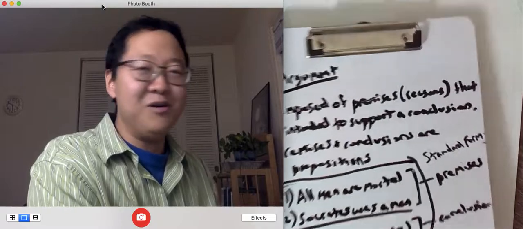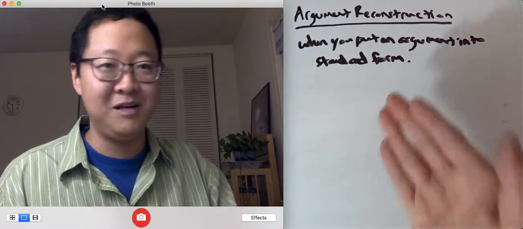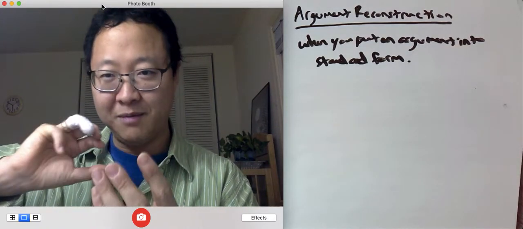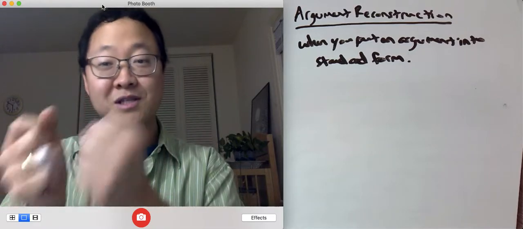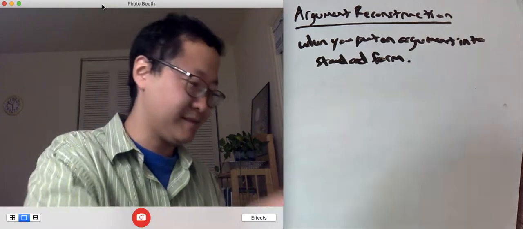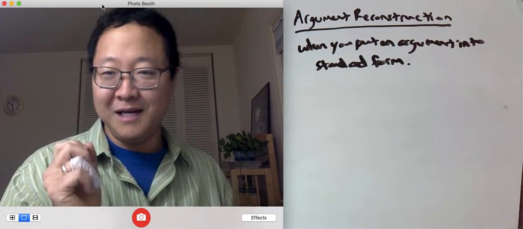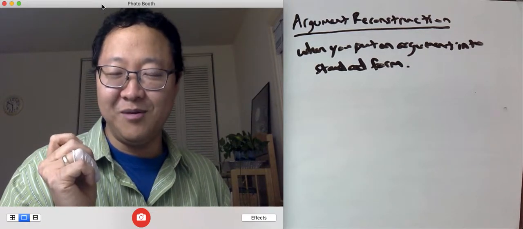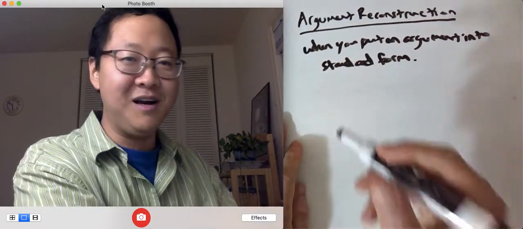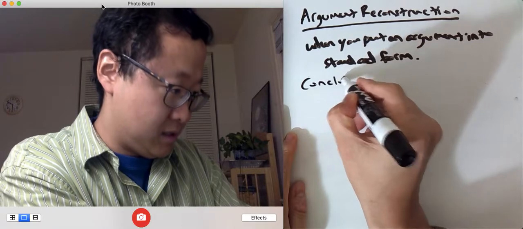Now, we want to learn about how to make argument reconstructions, put arguments in standard form, so that we can distinguish when a person's trying to persuade us, the conclusion they're trying to make, and how they're trying to support their conclusion. So sometimes it's not always clear what a person's conclusion is. And that's where we have a helpful thing called conclusion indicators.